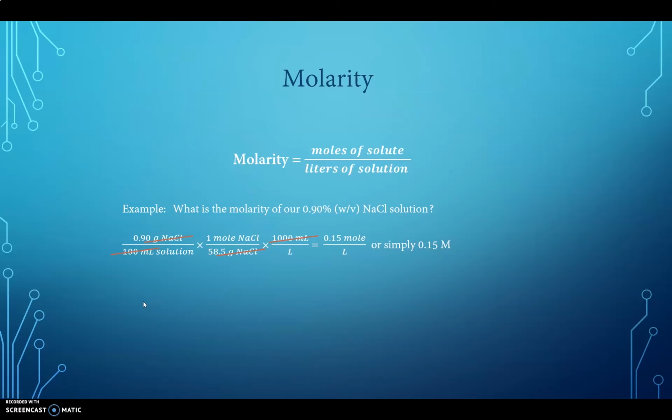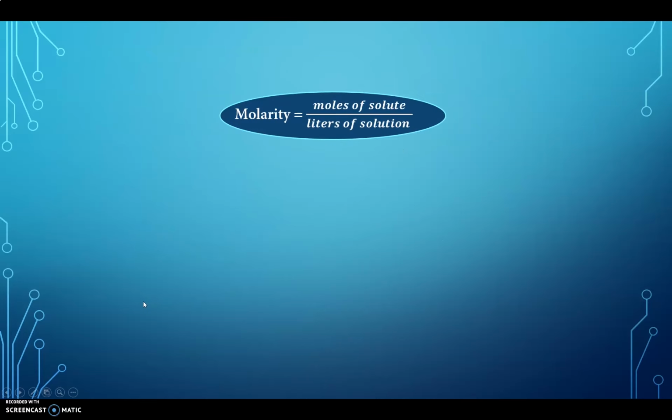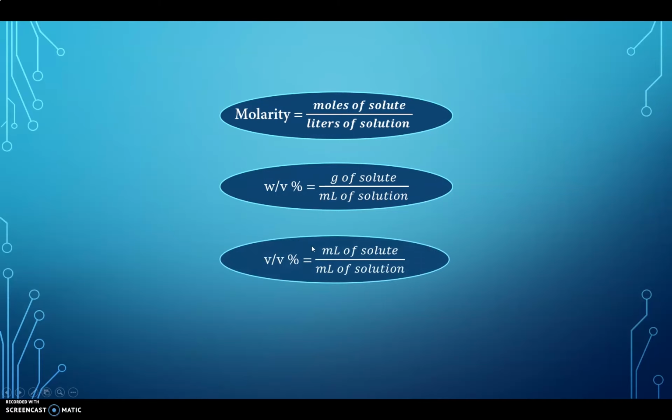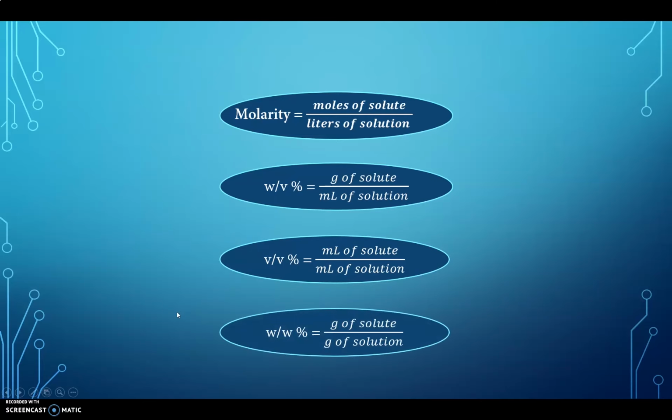So, in summary, we now have 4 different ways of measuring concentration. Molarity, which we just talked about, moles in the numerator, liters in the denominator. We also had our 3 different kinds of percentages: our weight-volume percent, our volume percent, and our weight percent. Going back and forth between these is relatively simple.